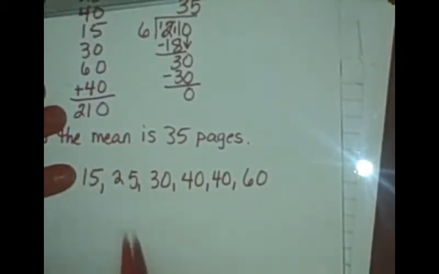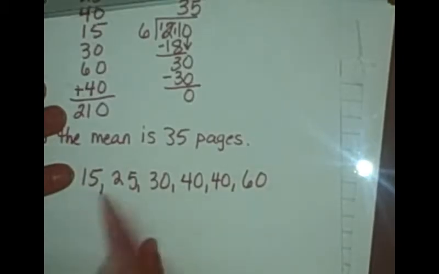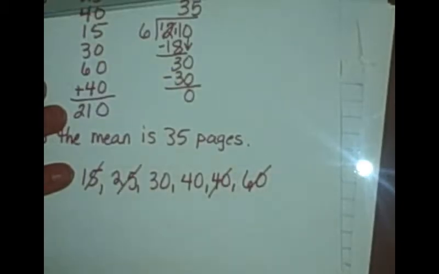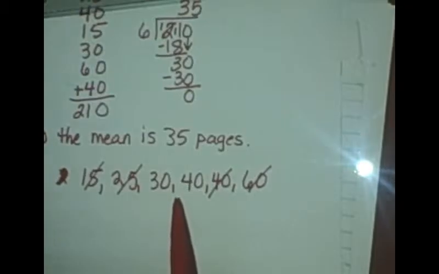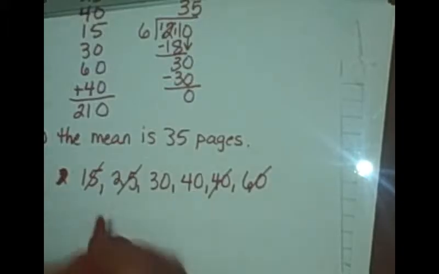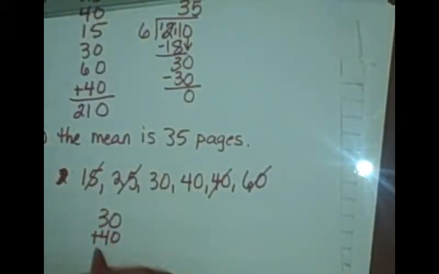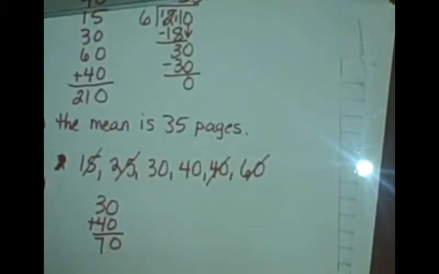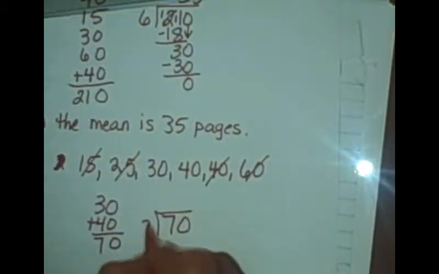I'm just going to start marking off from my highest and my lowest numbers. So I can take my 15 off and my 60, 25, and 40. Now we can see here that we have two numbers in the middle. We do not have one number directly in between the greatest and least number. So we are going to have to add 30 and 40 together and divide by 2 to find the median. So 30 plus 40, 0 plus 0 is 0, 3 plus 4 is 7. I have 70. Now I'm going to divide 70 by 2 to find the median of this problem.